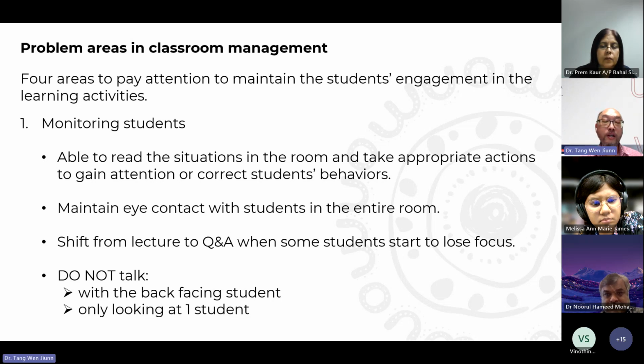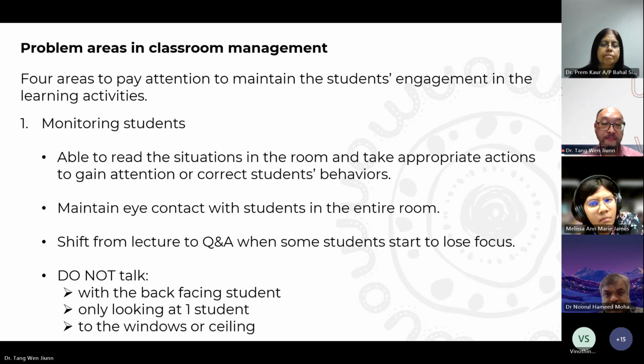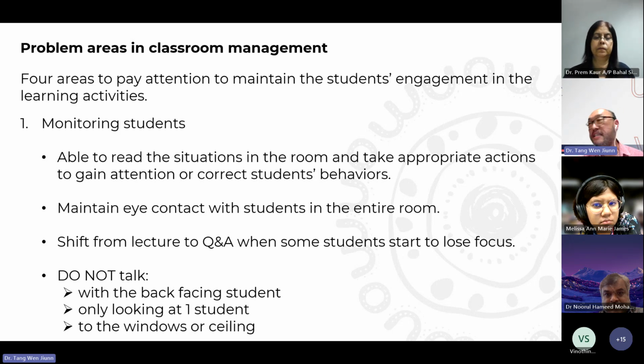Do not talk only looking at one student. As I mentioned earlier, the eye contact should be to the students in the room, not just one particular student. Because first, that will make that particular student uncomfortable. Second, the rest will start to lose their attention. And lastly, of course, when you talk, talk to the students, not somewhere else, like looking at the windows or the ceiling. So this is the first thing: we have to pay attention to our students.